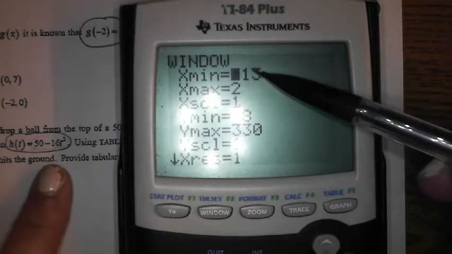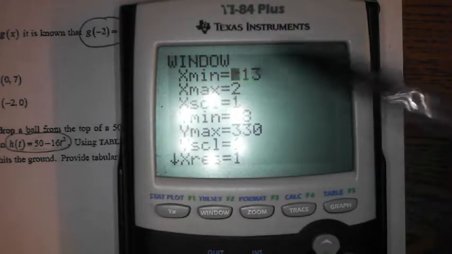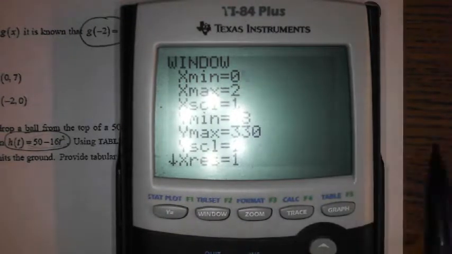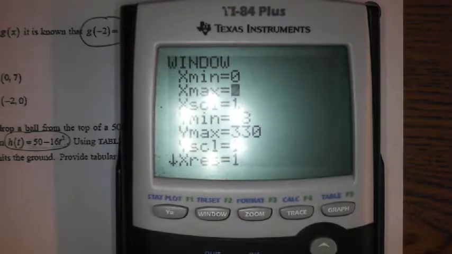So what's the lowest number of seconds that's even going to make any sense? 0. And then how long do you think it's going to take a ball to drop to the ground from 50 feet up? That's what it said it started at. 7. Okay, 0 to 7. The point is it's not 150, right?